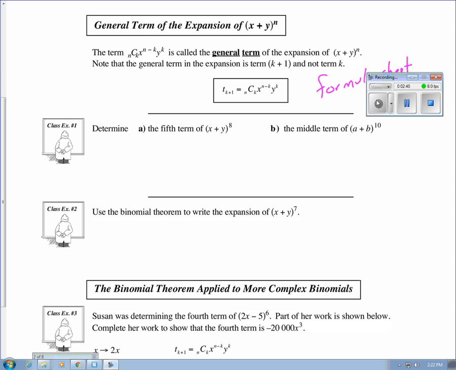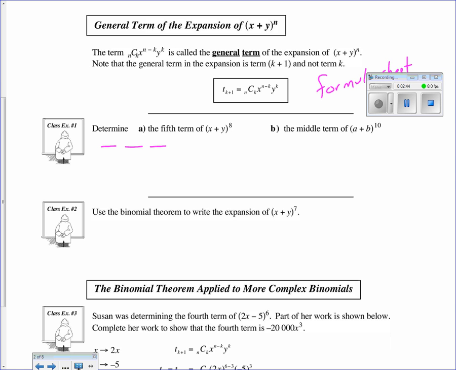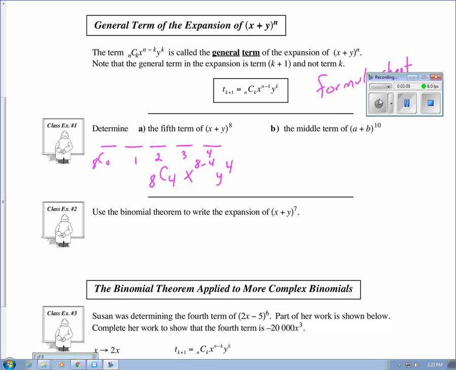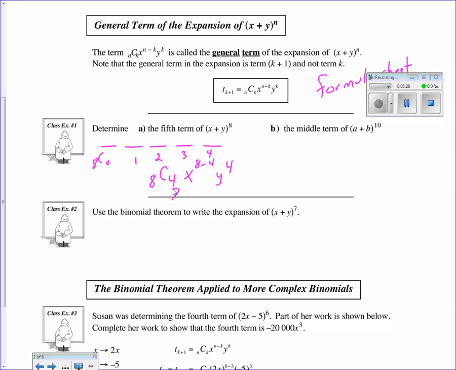So the fifth term would be 1, 2, 3, 4, 5. I need 5 terms. And this is 8 choose 0. This is how I would figure it out. And then I'd choose 1, 2, 3, 4. So my fifth term would be the result of 8 choose 4. And then I would have x to the 8 minus 4 and y to the 4. So now on my calculator, I have to go 8, math, choose 4, and that's 70. And the nice thing about this binomial is I simply have x to the 4, y to the 4th. It's nothing complicated at this point.